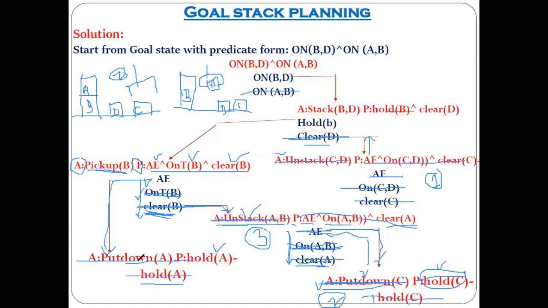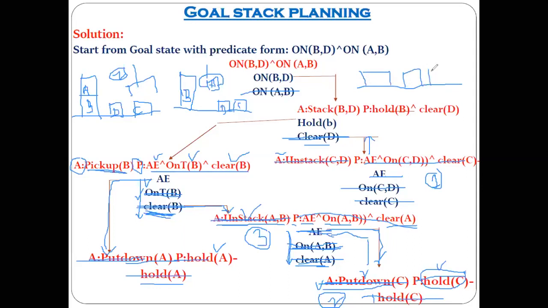Now here you have to execute the action, that is put down A. What action do you have to perform? Put down A. Execute that action and update its effect in the knowledge base. So what will be your fourth action now? What will be the result of the fourth action? See, put down A.